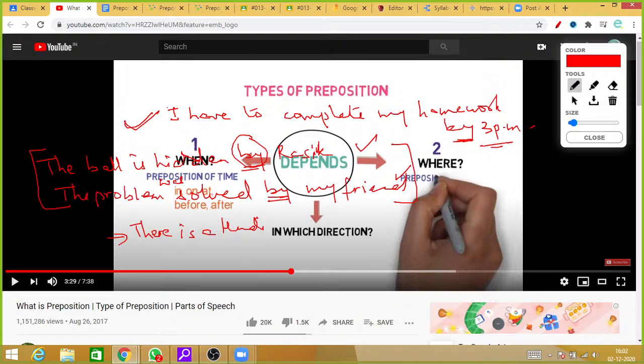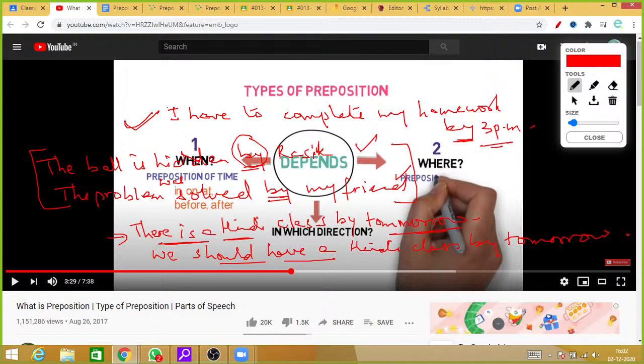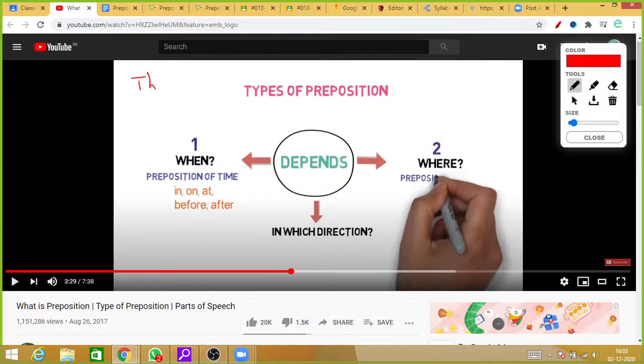Now who was giving me this sentence? There is a Hindi class. What was this sentence? Aditya, you were saying this? There is a Hindi class? No. Tomorrow. No. There is a Hindi class by tomorrow? No. We should have a Hindi class by tomorrow. Then it will be fine. Okay? We should have it. There is a Hindi class tomorrow. That is okay. You don't need by there. So what will it be? There is a Hindi class tomorrow.